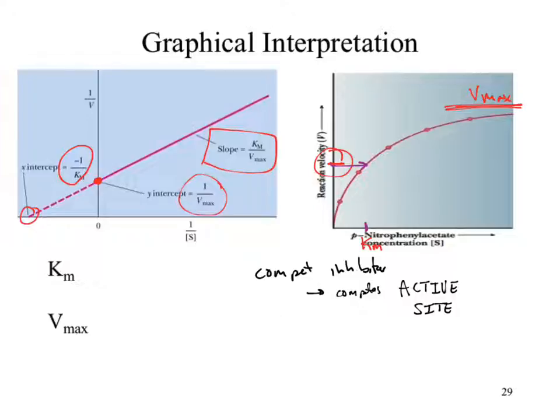Okay? So your Km is equal to the substrate at 1/2 Vmax. We have to be looking at the substrate value. The substrate value is running along the x-axis. Make sense? If we now drop in a competitive inhibitor, what happens?